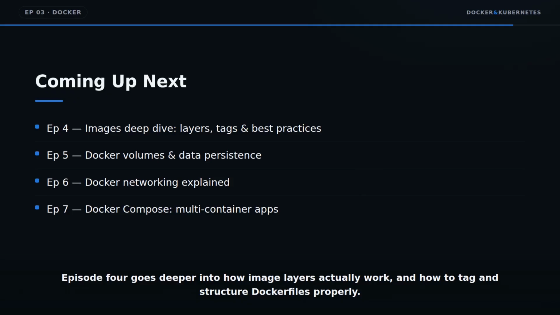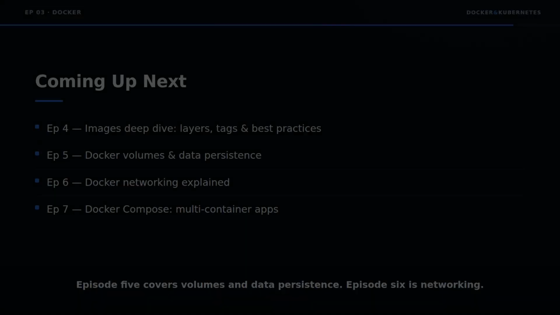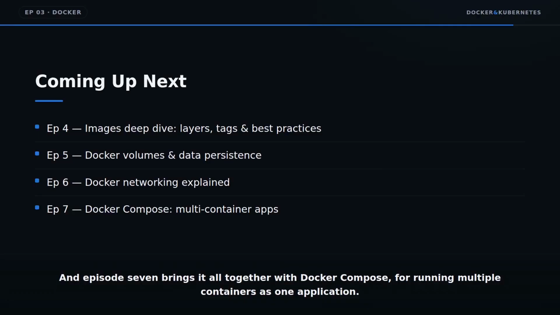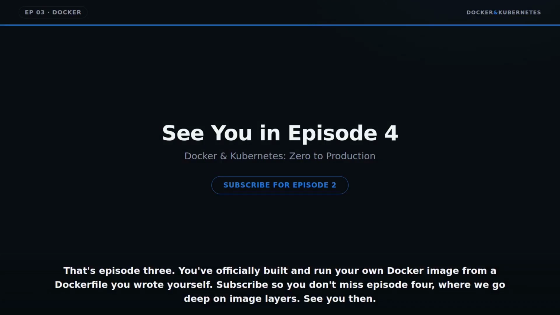Episode 4 goes deeper into how image layers actually work and how to tag and structure Dockerfiles properly. Episode 5 covers volumes and data persistence. Episode 6 is networking. And Episode 7 brings it all together with Docker Compose for running multiple containers as one application. That's Episode 3. You've officially built and run your own Docker image from a Dockerfile you wrote yourself.